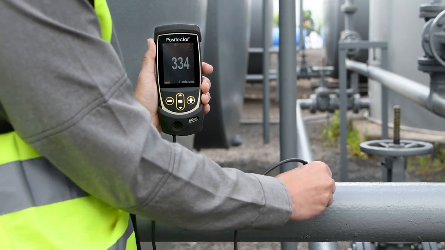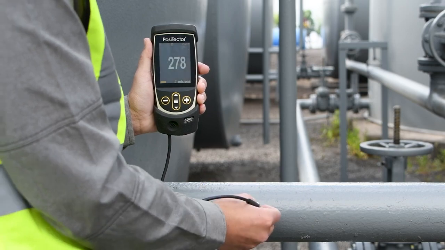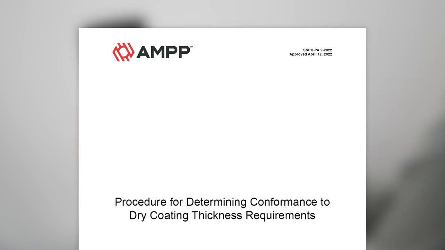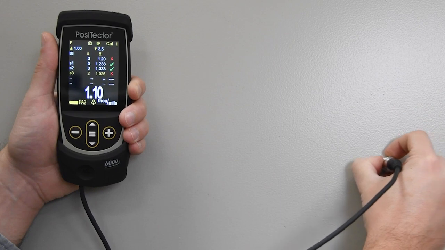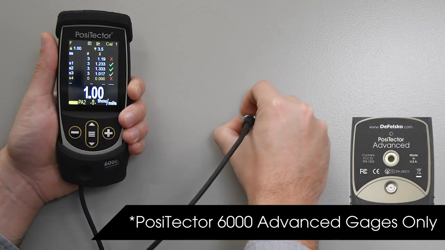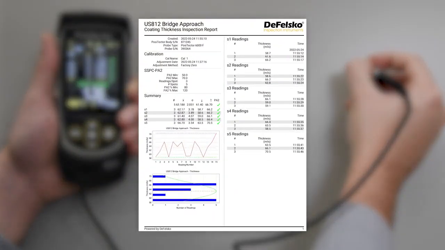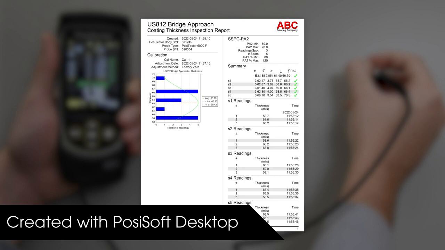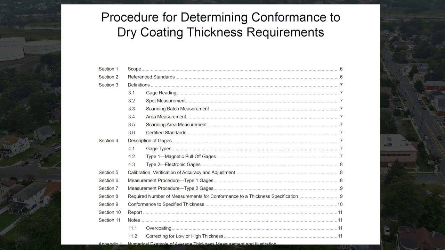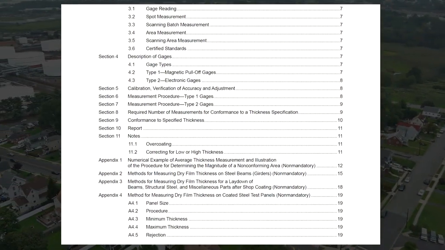DFT, or dry film thickness, often varies across the surface, even at locations close to one another. A statistical approach, such as SSPC PA2, is often specified to determine whether there is a sufficient coating thickness to meet specifications. PA2 mode on the PosiTector 6000 Advanced makes the process easy by performing all necessary calculations on the gauge and creating pre-formatted reports with all required measurement data. Be sure to fully read and understand the SSPC PA2 document prior to inspection.